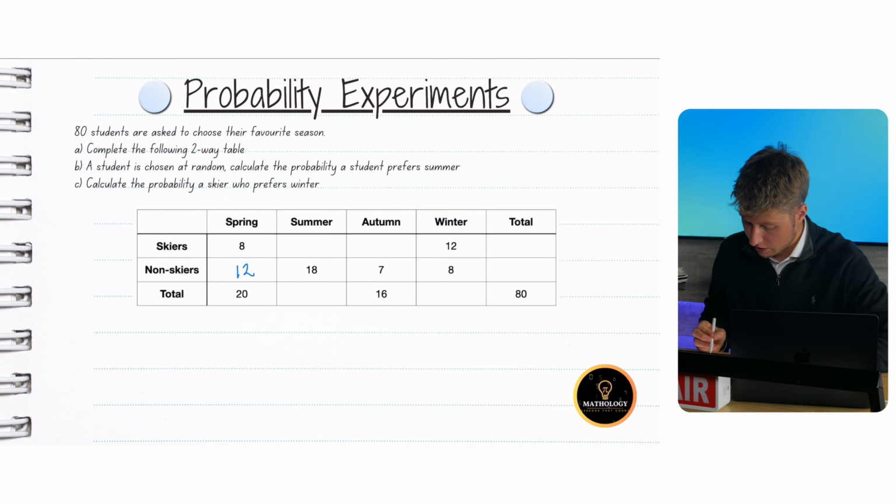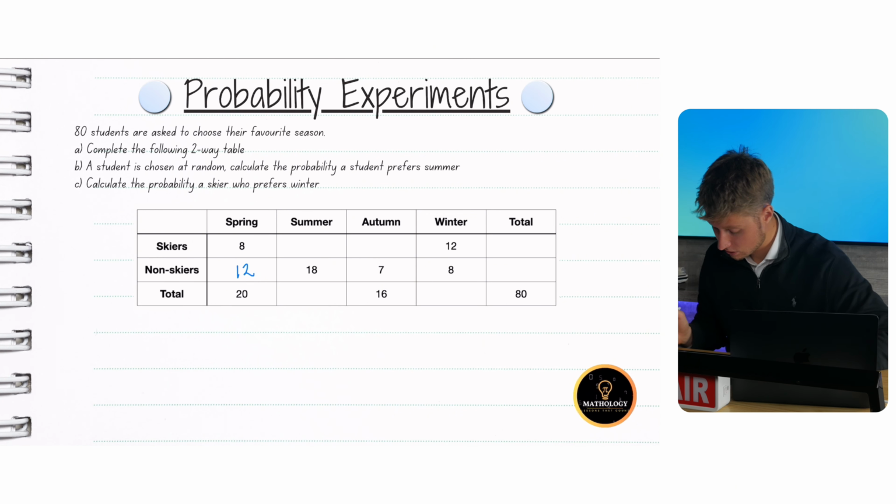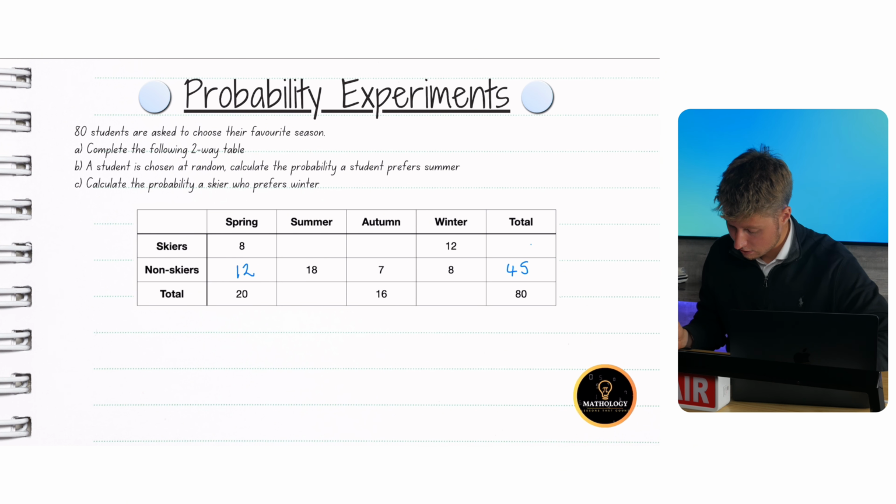We've got spring 12, summer 18, autumn 7, winter 8. So if we add all of these up, we'll get the total in the total section. So 12 plus 18 plus 7 plus 8. This gives us 45. We can work out how many total skiers we have. There's a total of 45 non-skiers. The total altogether is 80. So 80 subtract 45 gives me 35. We can also work out the total number of skiers in the winter. 12 plus 8 gives me 20.